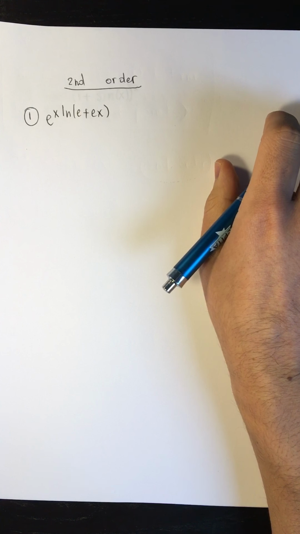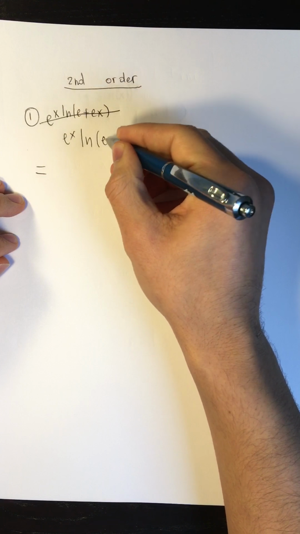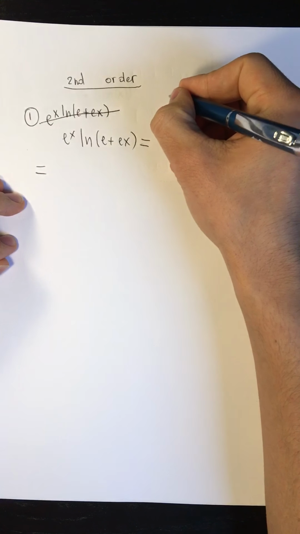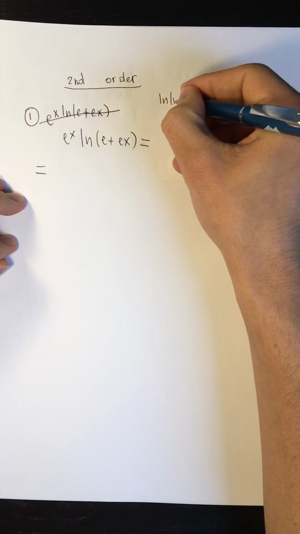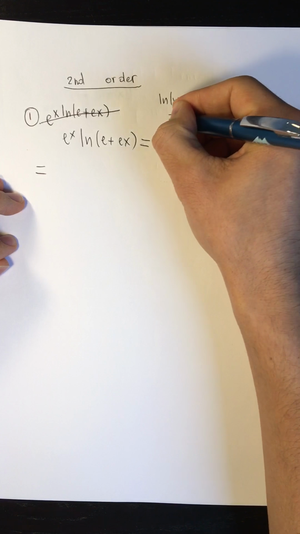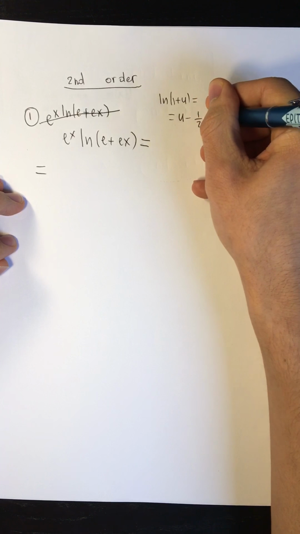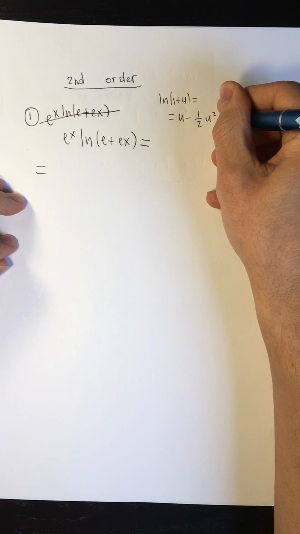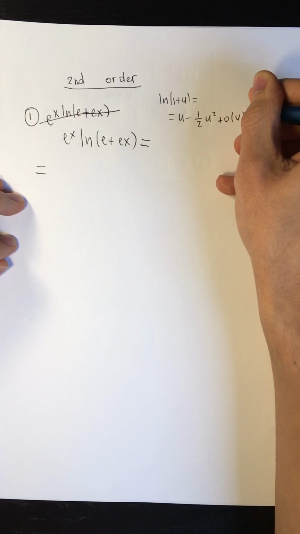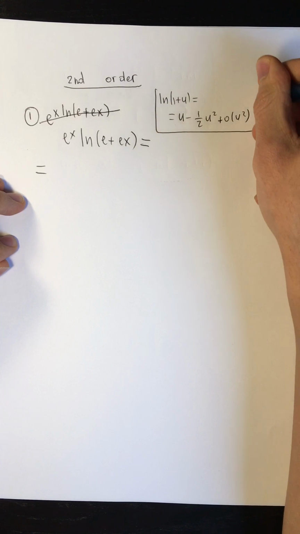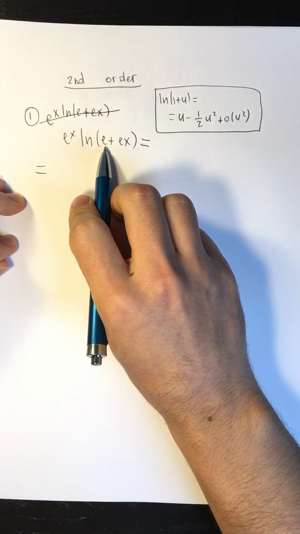Okay, now if you continue, how do we solve it? First, let's think about this one. If you remember, we did it in exercise 8, watch that video. It's a second order, right? We want to use this formula. Second order would be u minus 1 over 2 u squared plus o of u squared. I want to use this formula, but right now I don't have 1, it's e here.